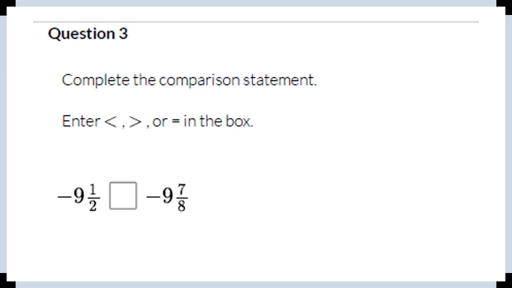Okay, complete the comparison statement. So in the last two slides, we've seen that if they're both negative, the bigger the number, the less it is. So negative 9 1/2 would be closer to 0 than negative 9 7/8. So negative 9 1/2 will be greater than negative 9 7/8.